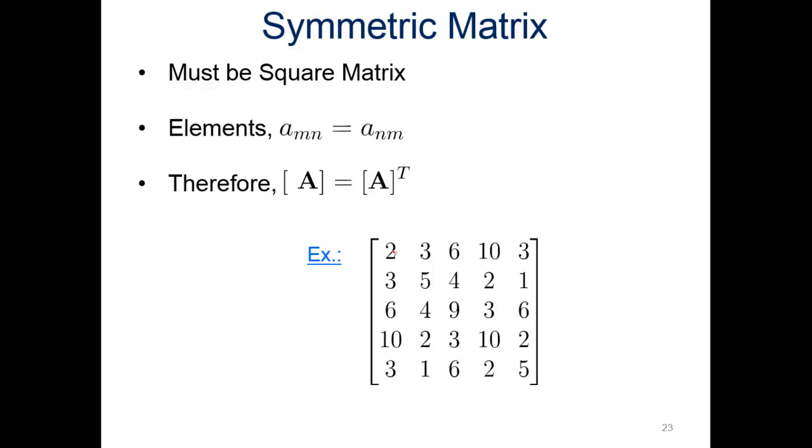All right, so if we look at 2, 5, 9, 10, 5 down the principal diagonal, you can see those are all different. But if we look across the diagonal, we got 3 and 3 are the same. We got 6 and 6 are the same. We got 10 and 10 are the same. So that's what it means when it talks about symmetric, what we're looking at there.